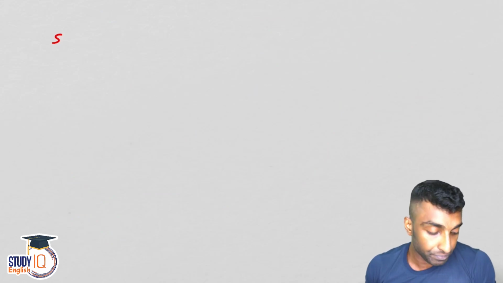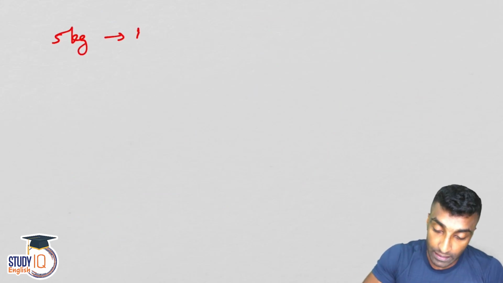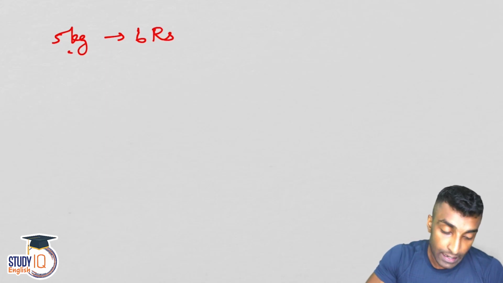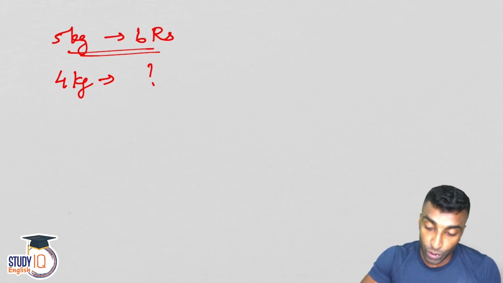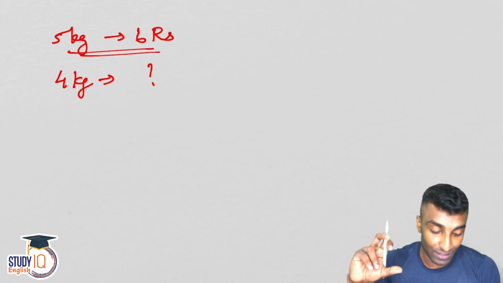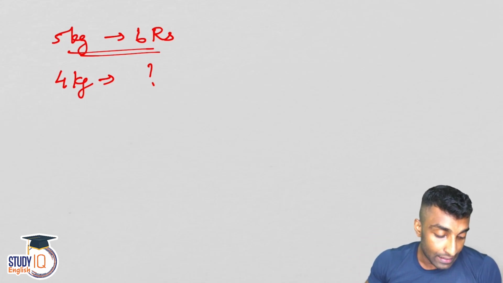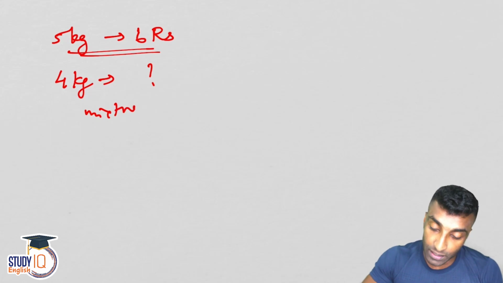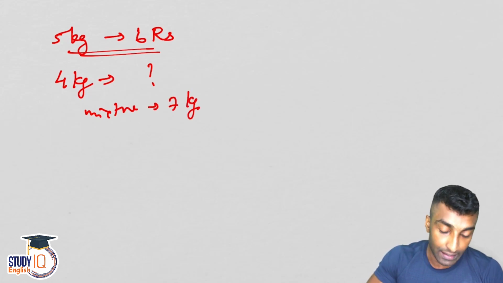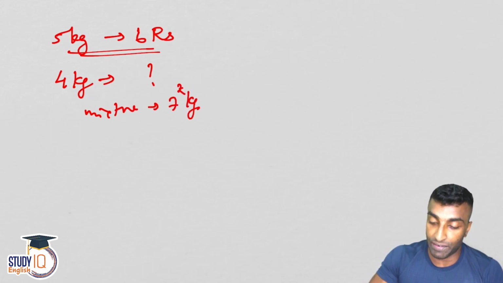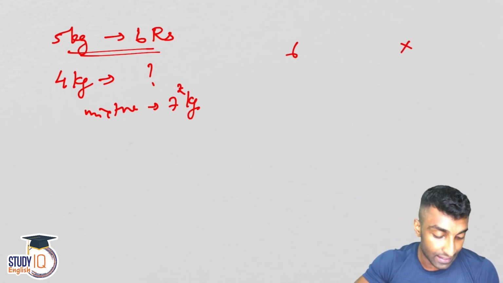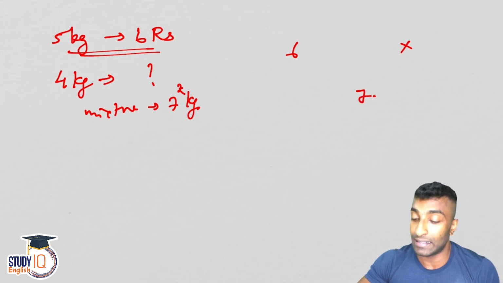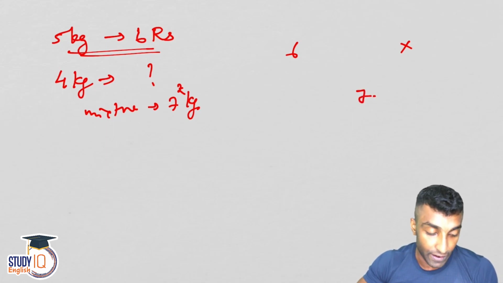Okay, one more question. 5 kilogram of rice, which costs 6 rupees per kilogram, is mixed with 4 kilogram of rice. I don't know what price. So this is going to be a tricky one. And the mixture price is given, that is 7 rupees per kg. So you have this 6, but the other price you don't know, I'll just mark it as X. And this is given as 7.